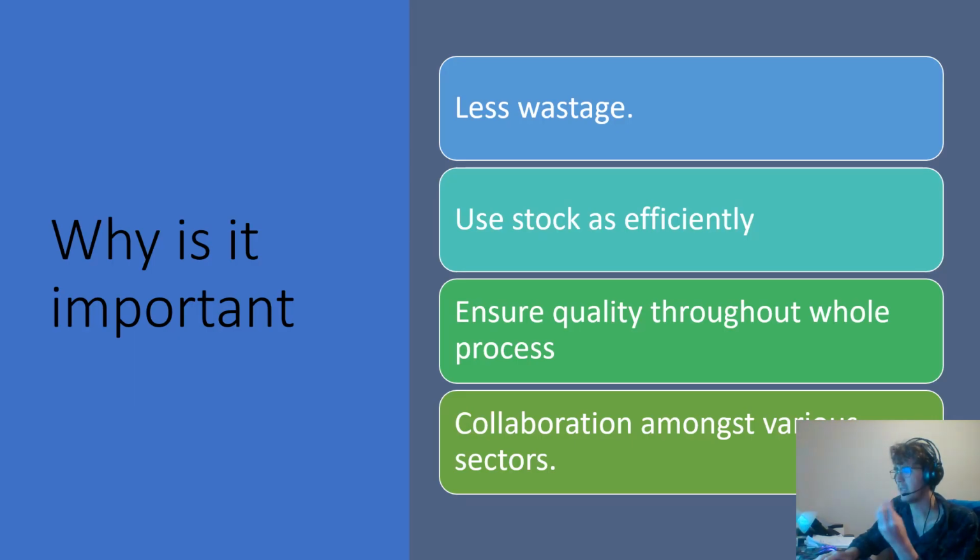Why is it important though? Less wastage. If you are more efficient, you're not wasting time, money, resources, and effort, and it allows people to collaborate more. If you have that supply chain management system in place, people can collaborate very easily. Know that and you'll be fine.